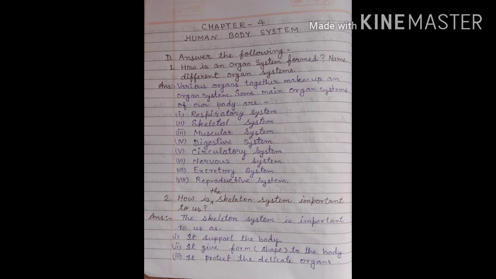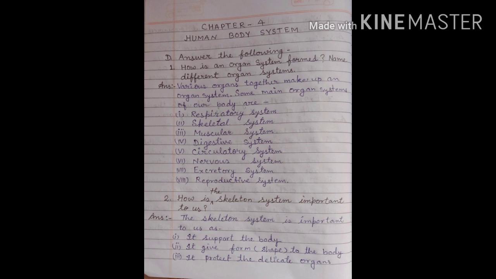Question number 1. How is an organ system formed? Name different organ systems. Answer. Various organs together make up an organ system. Some main organ systems of our body are respiratory system, skeletal system, muscular system, digestive system, circulatory system, nervous system, excretory system, and reproductive system.